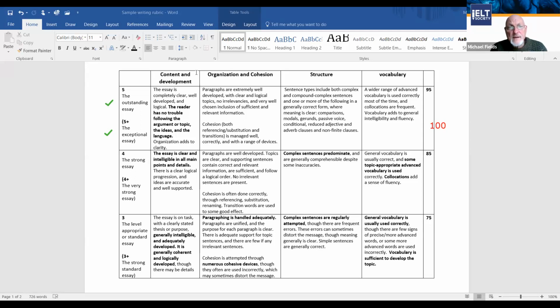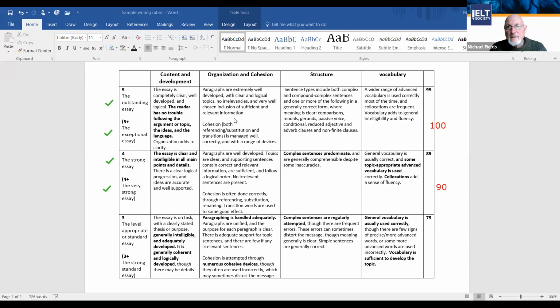So if you really feel like you would give 100 to this paper, you can award 5+. We have the strong essay and the very strong essay. And again, you would award 85 for each of these categories, right? Each of these categories is separate. You would award 85, or if you really felt the descriptor for this category is better than a 4, but not quite a 5, you can give a 4+. And that translates into a 90, et cetera, et cetera.